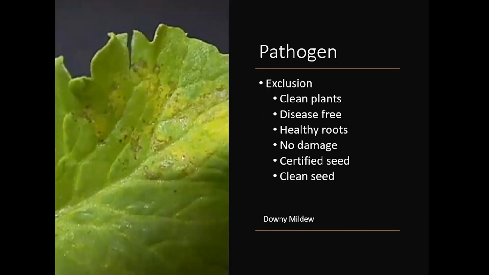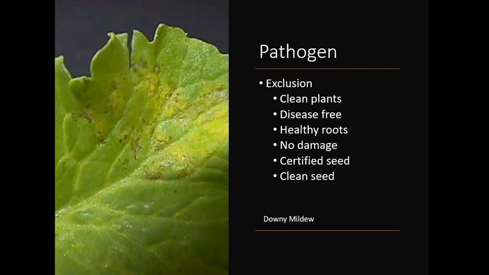Okay, so there are two different ways that we can think about how the pathogen fits into the disease triangle. We can start by excluding the pathogen and not letting it into our high tunnel or our field from the start, or after infection occurs, we're going to try to eliminate it. So let's talk first about exclusion. Let's keep it from coming in from the start.